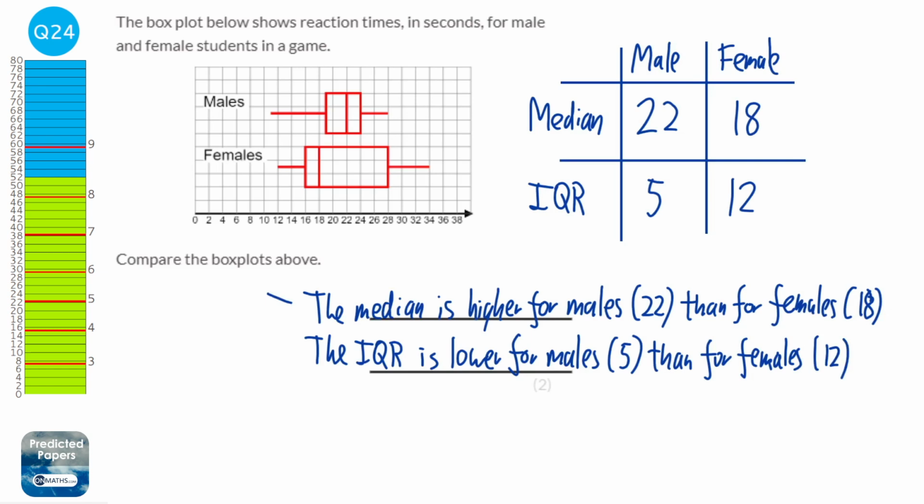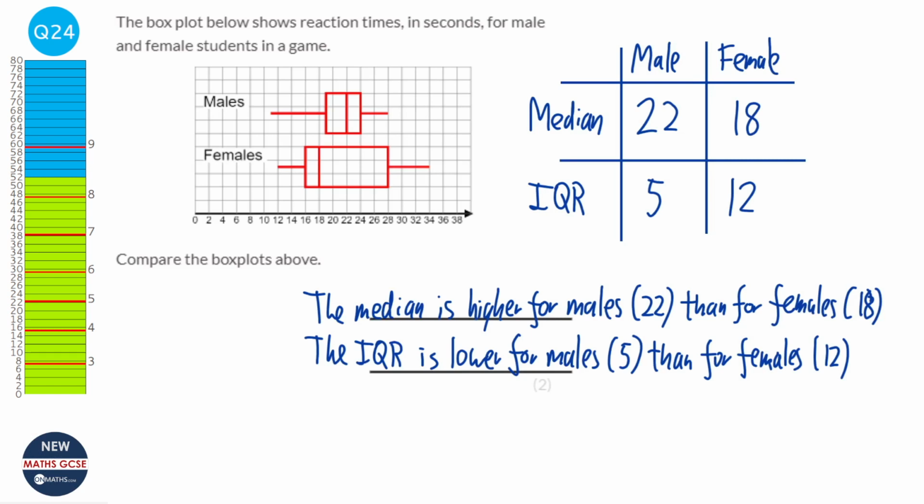Now, the median is basically on average. On average, the males are higher. Okay, so it's just an average. Says on average they're higher. The interquartile range is an interesting one. Anything to do with range is about consistency. So it's actually quite good in many instances to have a lower interquartile range because it just shows you're more consistent. So the sentence could be that the males are more consistent because the interquartile range is lower.